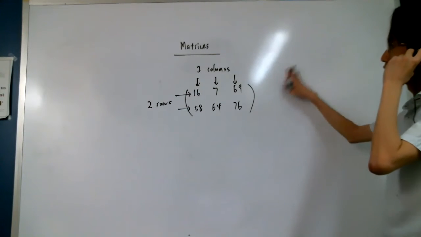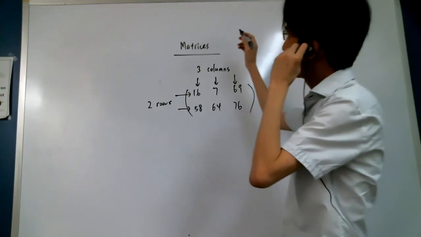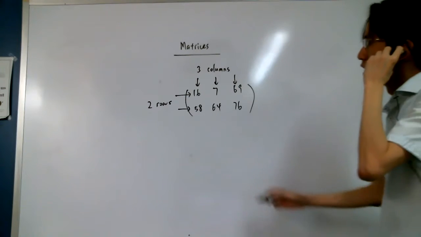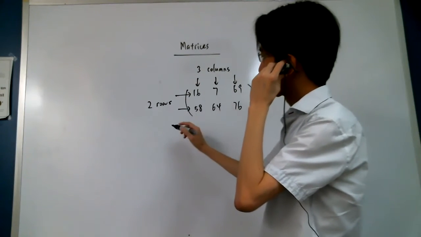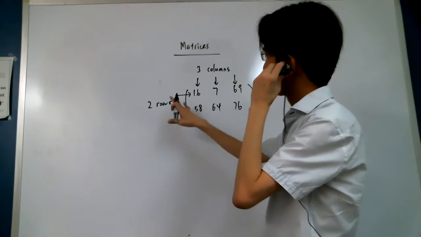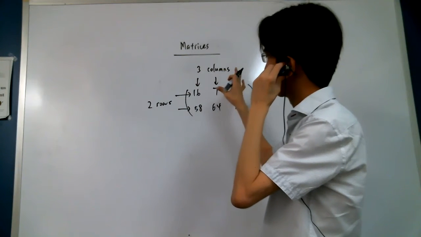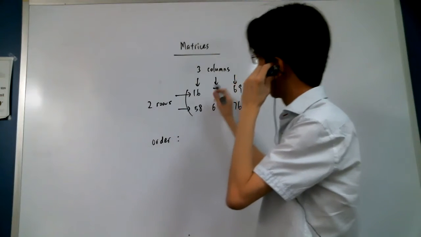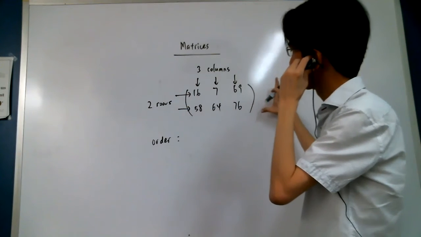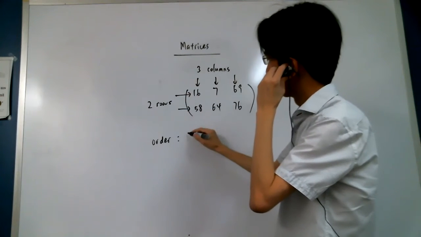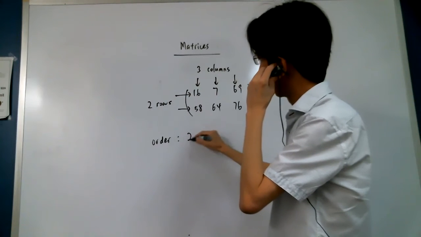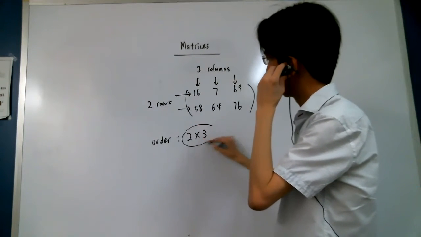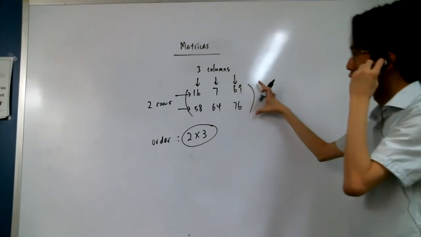Okay, today we are going to talk about matrices. So for matrices, we need to first define the order. Okay, order of matrix, you will need to identify how many rows and columns there are in this matrix. So in this case, the order of the matrix that is shown over here will be a 2 by 3 matrix. Okay, this one is the order for this matrix.